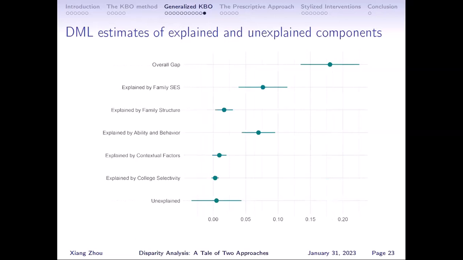And this chart shows pretty much the opposite side of the same coin. You can see that the overall gap is largely driven by racial differences in family SES and in students' ability and behavior, right? And the other covariates contribute only a small part of the disparity.